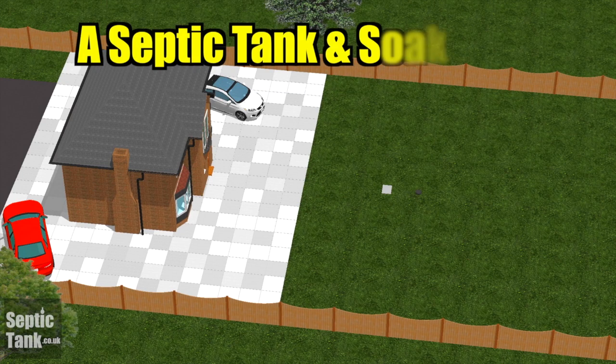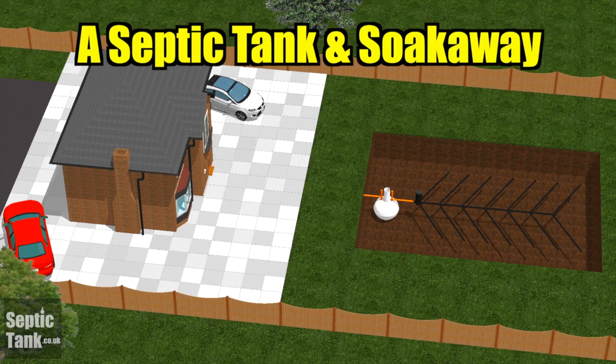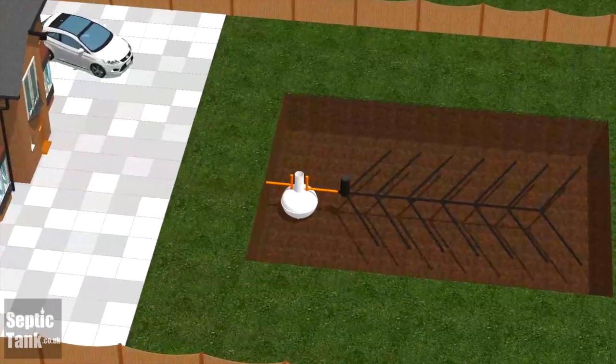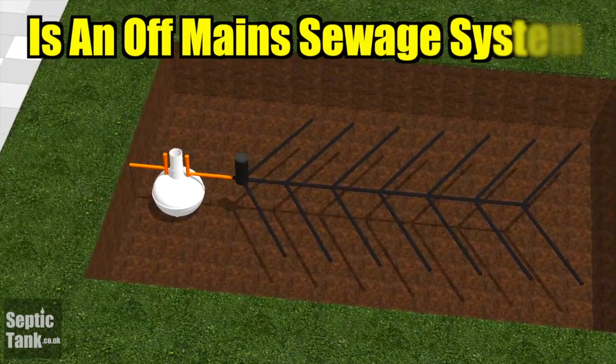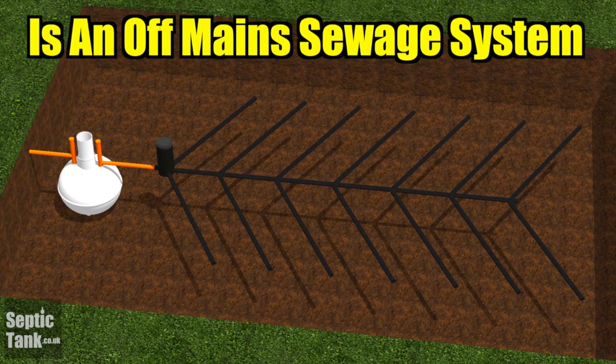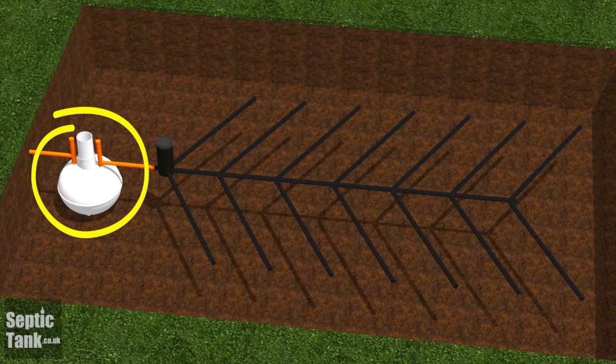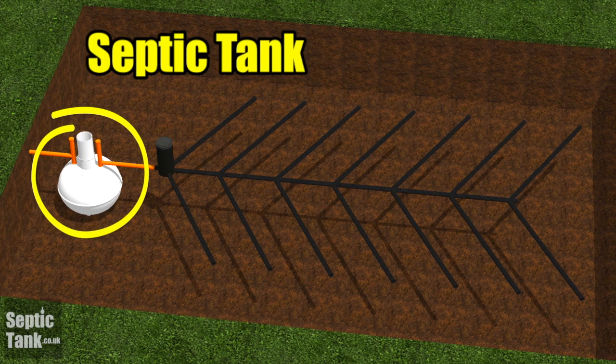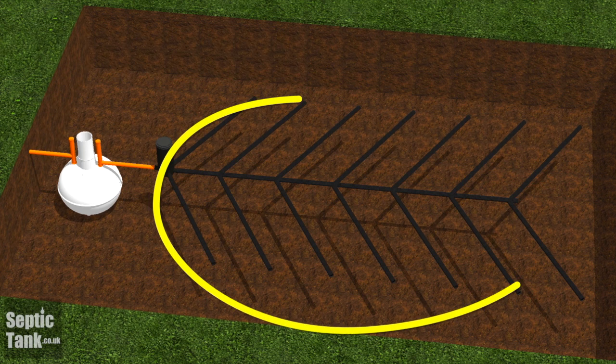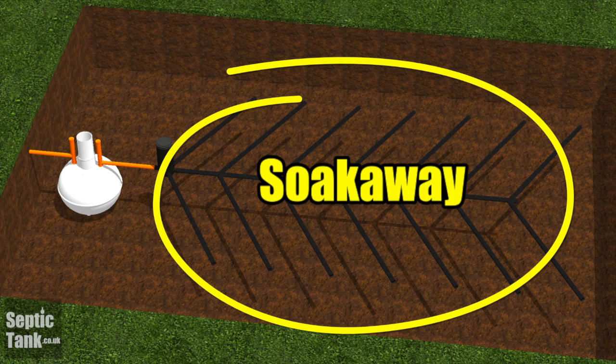A septic tank and soakaway is an off-main sewage system, and they're basically designed for properties that are not connected to the mains drainage. And this type of sewage system normally comprises of two components: the septic tank and the soakaway.